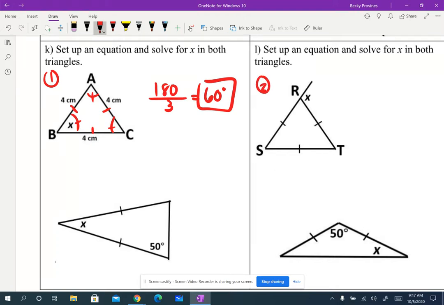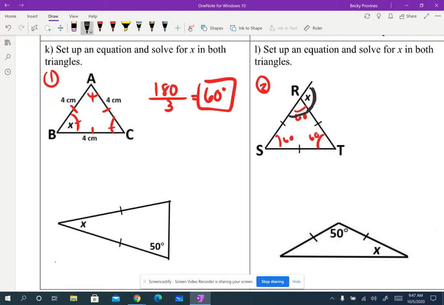Now let's scoot over here to number 2. This is also equiangular and equilateral. So we know all of these little angles are the same. So let's see, we know they're all 60. But that's not what it's asking. It's asking for x way over here.